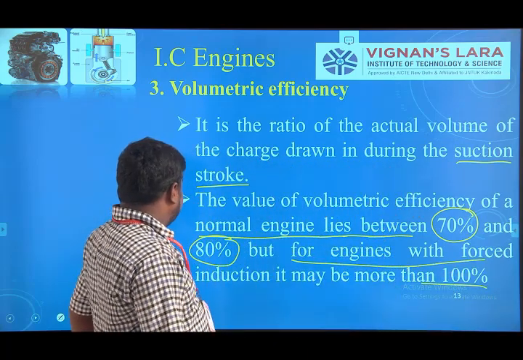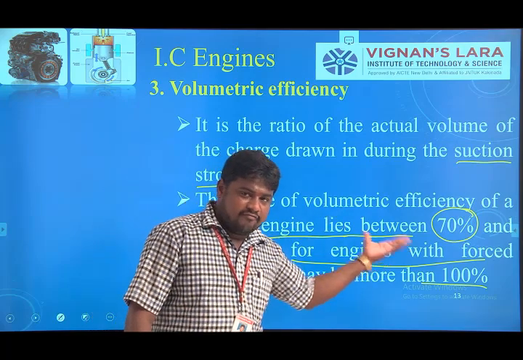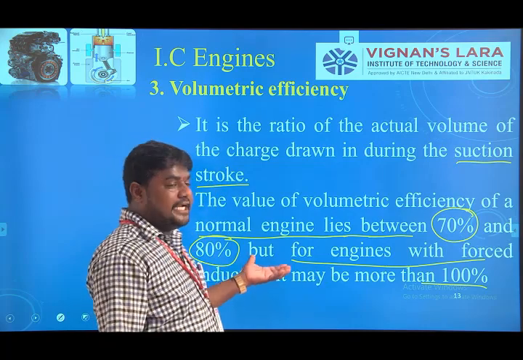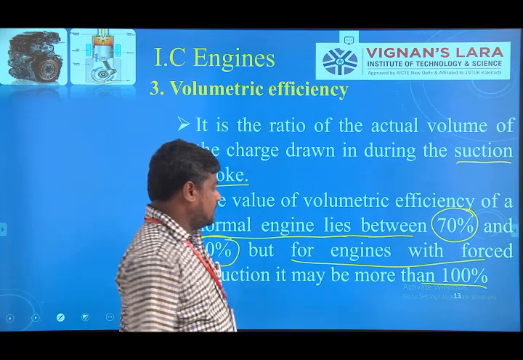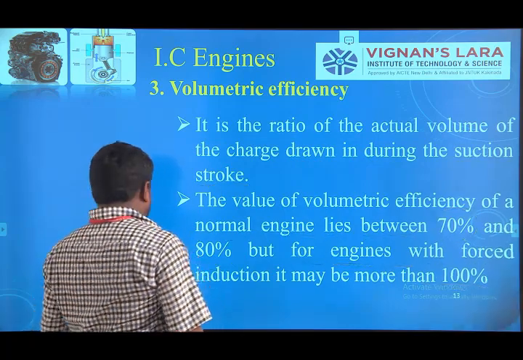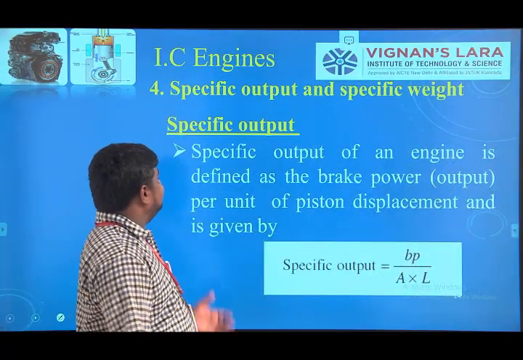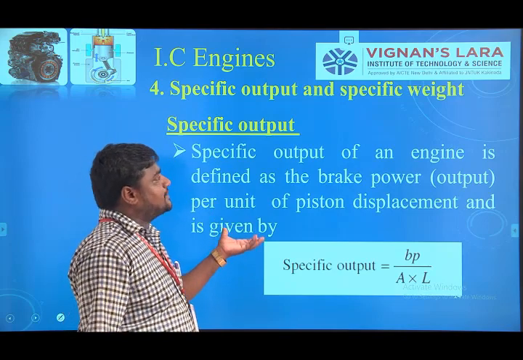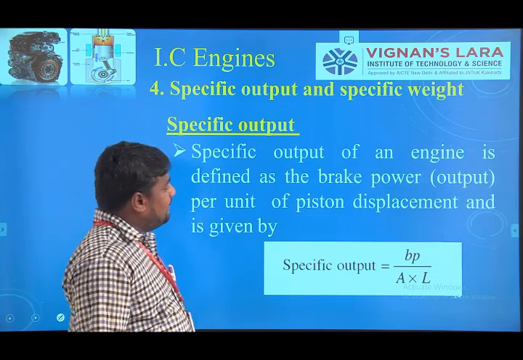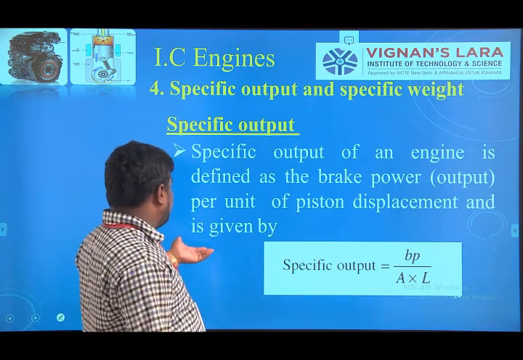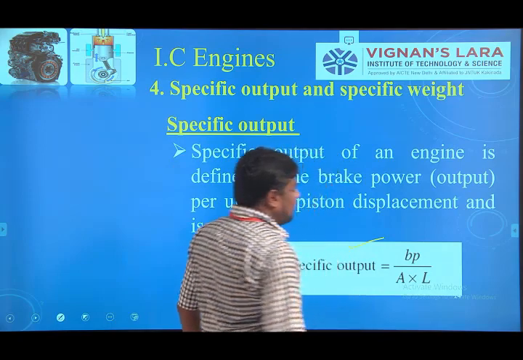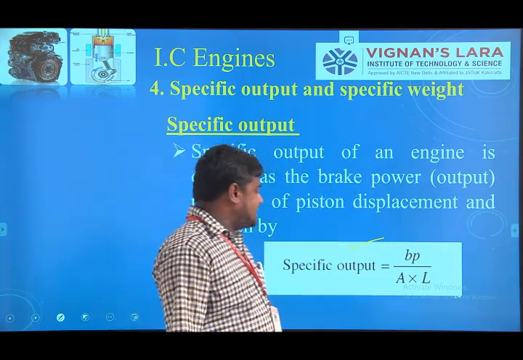We have to see, a normal engine lies between 70 and 80 percent, but for engines with forced induction, it may be more than 100%. And then the fourth point is the specific output and the specific weight. The specific output of an engine is defined as the brake power output per unit of piston displacement, and is given by specific output equals brake power by area into length, that is A into L.